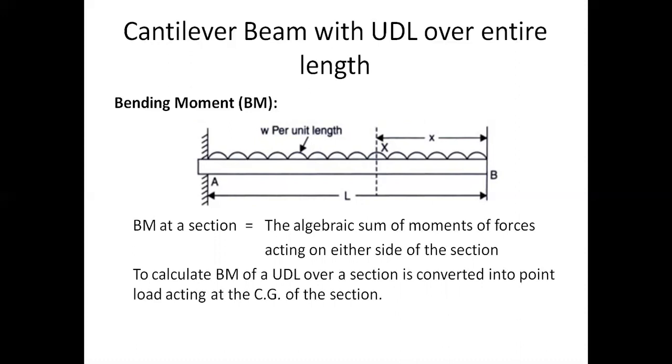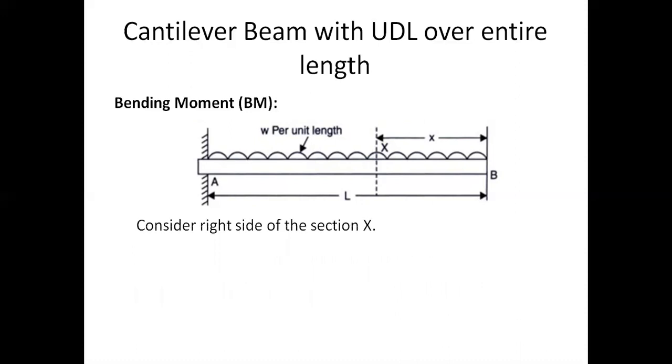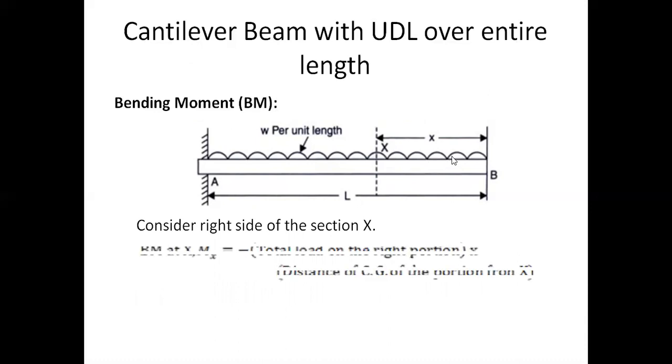So this is what we have. Therefore, consider the right side of a section. As usual, we are considering the right hand side of the section. Now, how do we calculate the BM at x, that means at this point? It is nothing but Mx equal to minus, with the minus sign that we have taken. I will come to that in a moment.